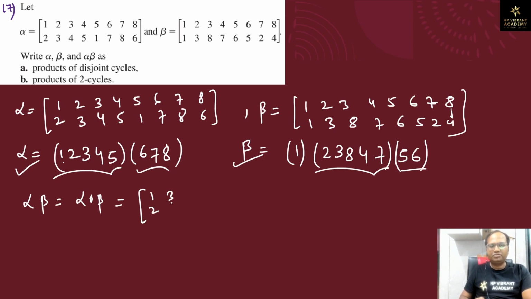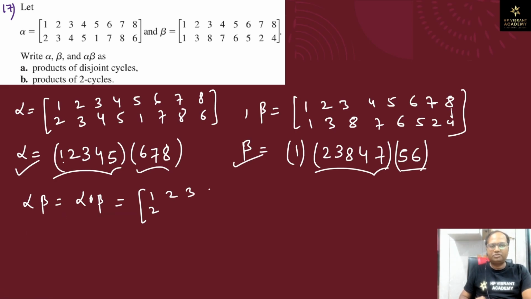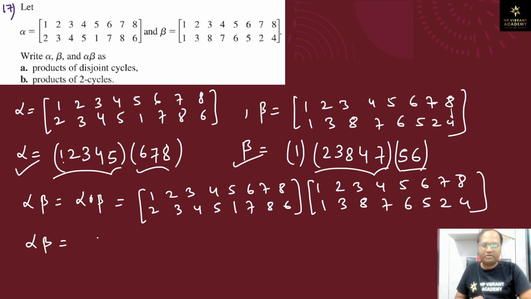1 2 3, sorry, this is 1, 2, 3, 4, 5, 6, 7, 8, so this is 2 3 4 5 1 7 8 6. Now we have 1 2 3 4 5 6 7 8, and here we have 1 3 8 7 6 5 2 4. Okay, so we have alpha beta is equal to, let us start from 1.